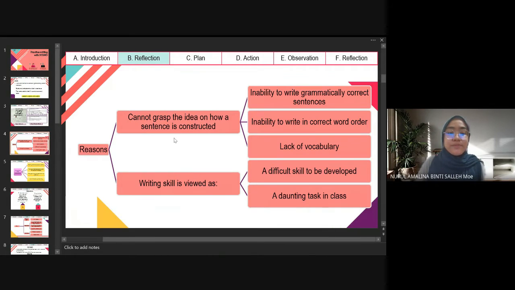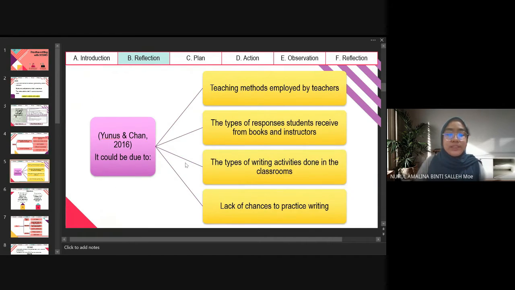Pupils cannot grasp the idea on how a sentence is constructed, which has led them being unable to write grammatically correct sentences, unable to write in correct word order, and they lack vocabulary. Another one is writing skill is always viewed as a difficult skill to be developed and a daunting task in class.